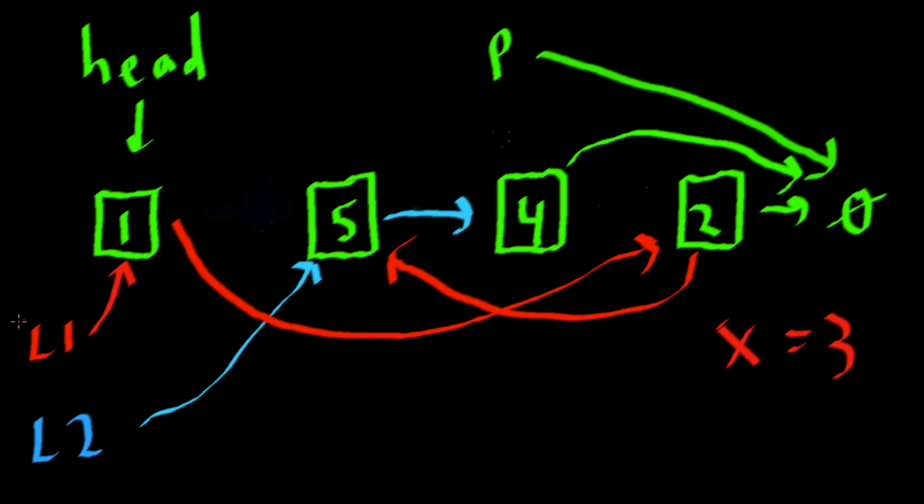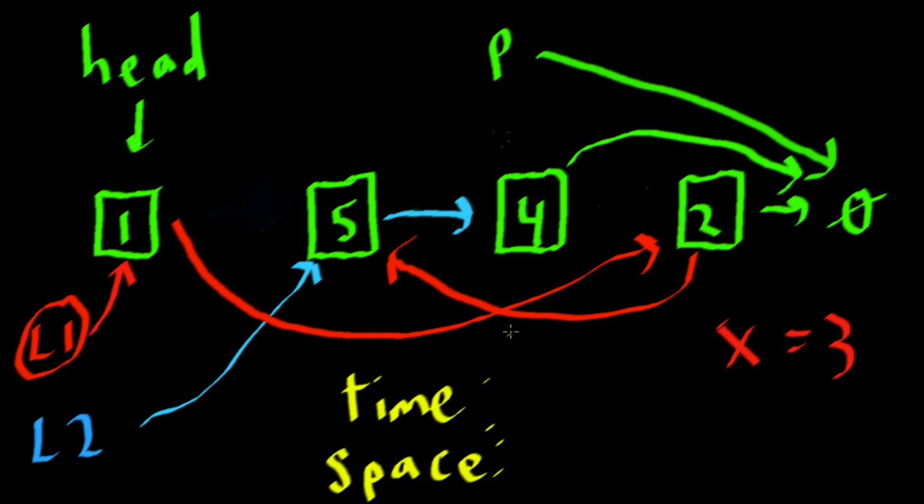So now if we look, we have L1, which is a 1. This points to a 2, points to the 5, points to the 4, points to null. And at that point, we just return L1, and that is our partitioned list. So what are the time and space complexities here?